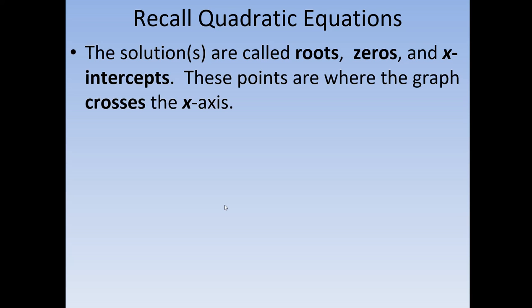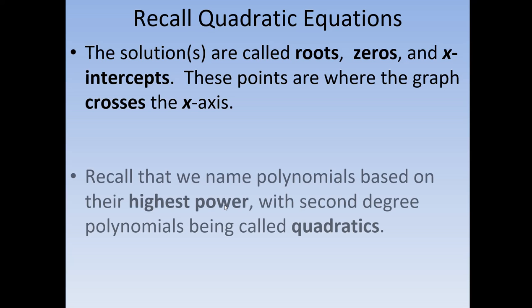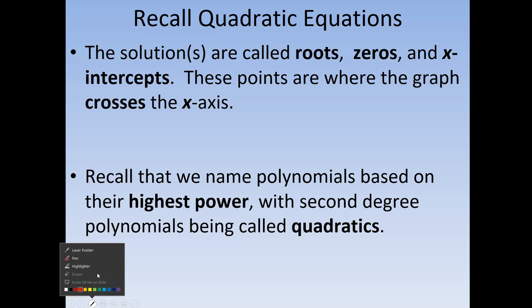So remember that the solutions are sometimes called the roots, the zeros, or the x-intercepts, and these are the points where the graph crosses the x-axis. Also remember that we name polynomials based off of their highest power. Second degree polynomials are called quadratics, while first degree polynomials are called linear equations. So for example, this is your typical quadratic equation, while this is a linear equation.